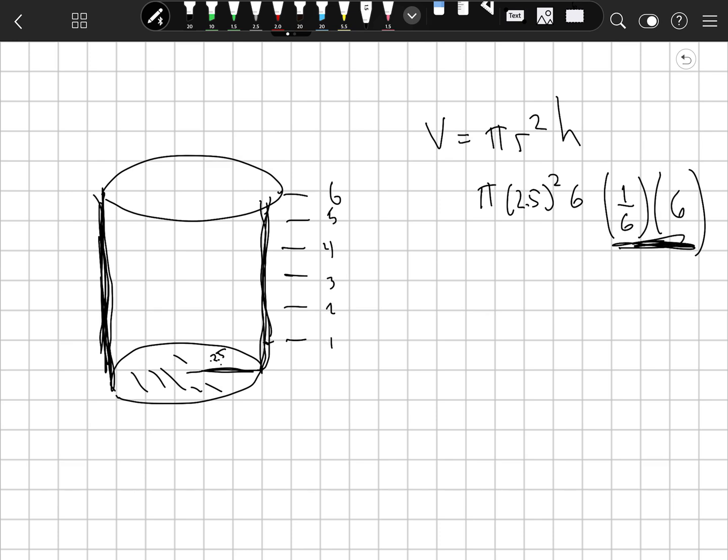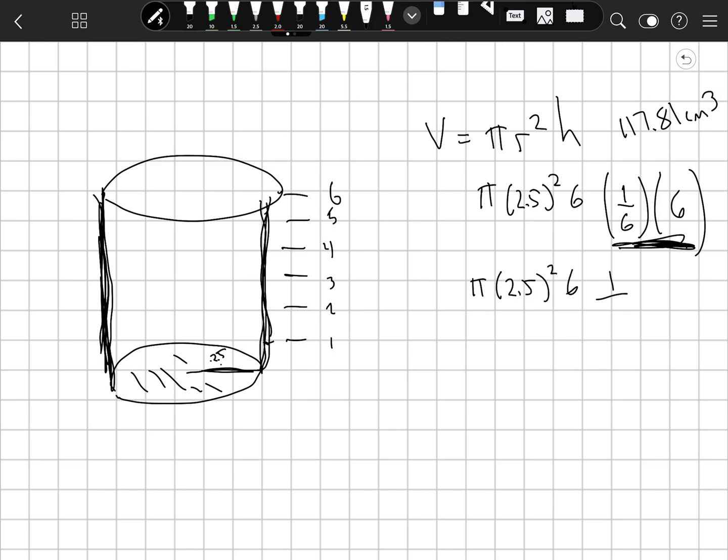Really, this part here is just for us to understand if we were breaking this up into different size pieces, because 1/6 of 1 is just 1. But when we do this, we get pi times 2.5 squared times 6, which equals 117.81 centimeters cubed.